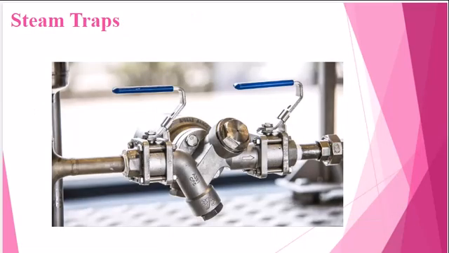Steam traps. Steam traps remove condensate and non-condensable gases from steam lines, maintaining heat transfer efficiency. They prevent issues like water hammer and improve steam quality. Various types, such as mechanical and thermostatic traps, are chosen based on application needs. Routine inspection and maintenance reduce energy loss and operational costs.